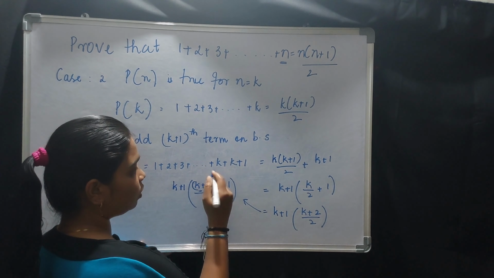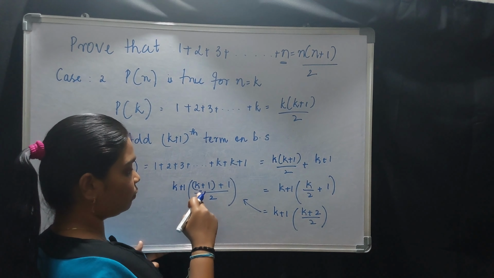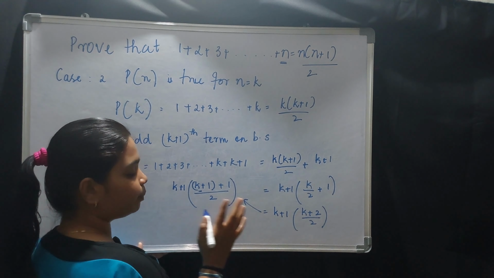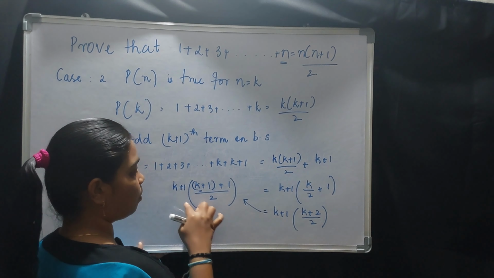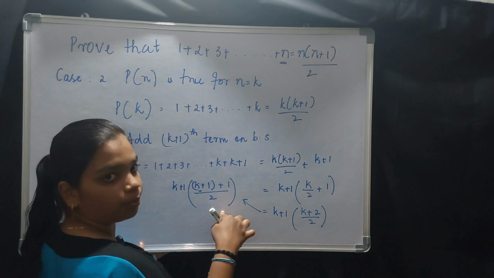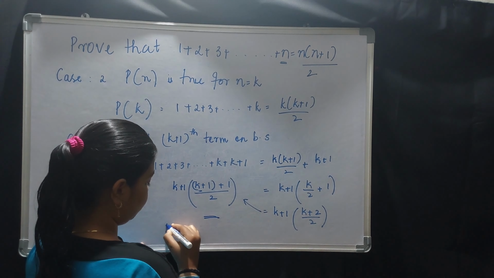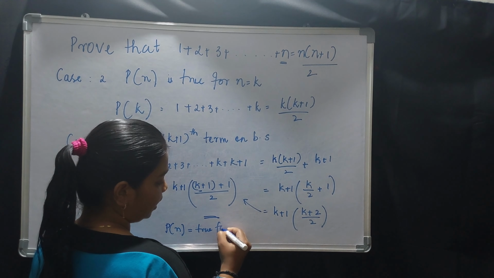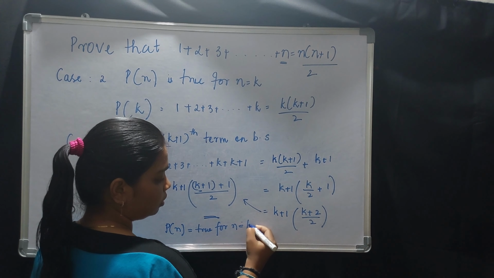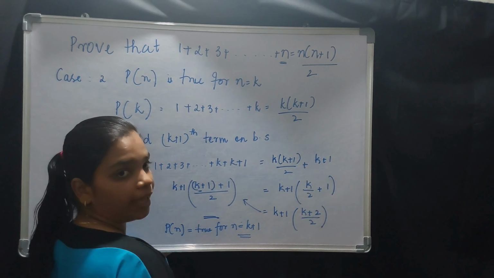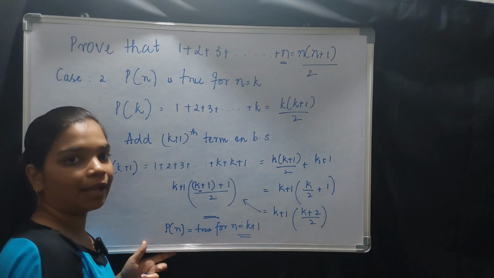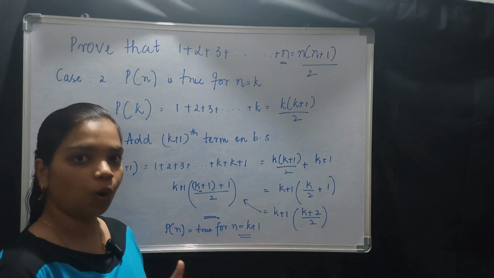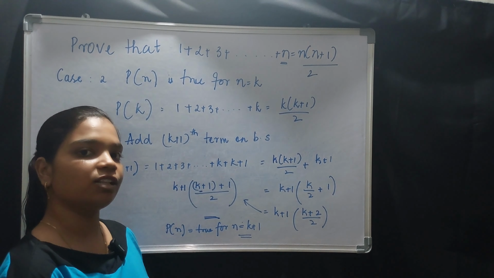So our k for this case is k + 1. We have arrived at the solution wherein we proved that it is in the form k(k + 1)/2. Hence P(n) is also true for n equal to k + 1. Therefore, by the principle of mathematical induction, this statement holds true for all natural numbers.